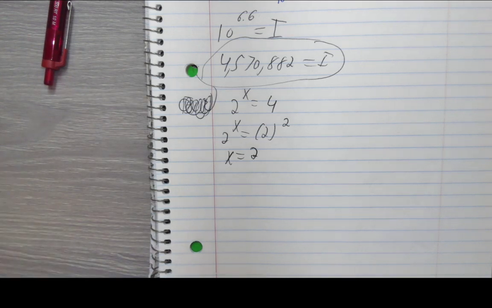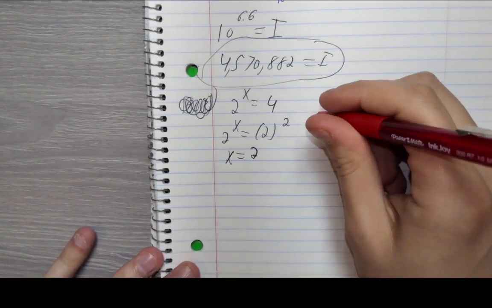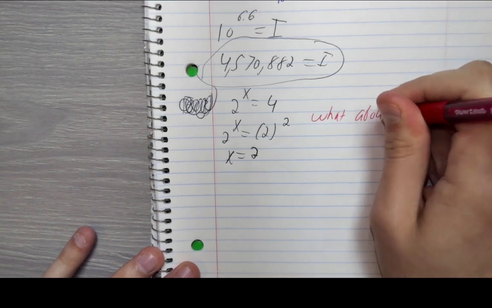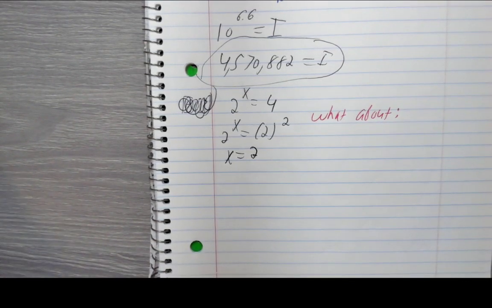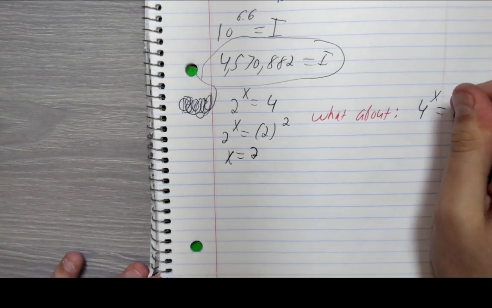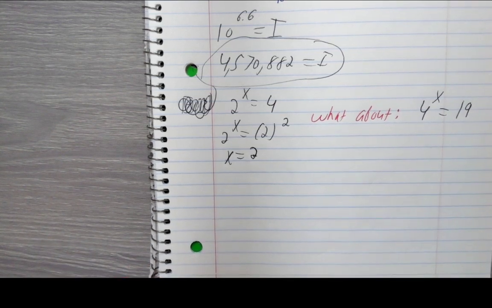But now let's check this out. What about if we have something like this? 4 to the x equals 19. If we want to solve 4 to the x equals 19, how would we do that? Because 19 can't be split up. 19 is a prime number. There is no common base for 19, and we can't rewrite 4 with the base of 19. So how do we solve this? That's the question, and this is a really important topic, especially for those of you moving on in math.